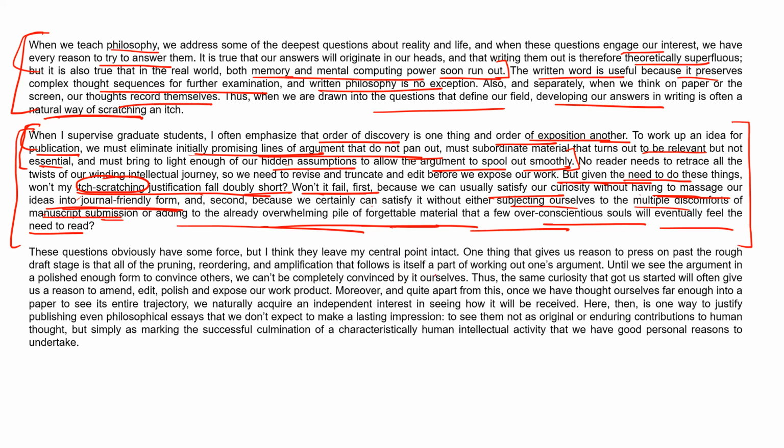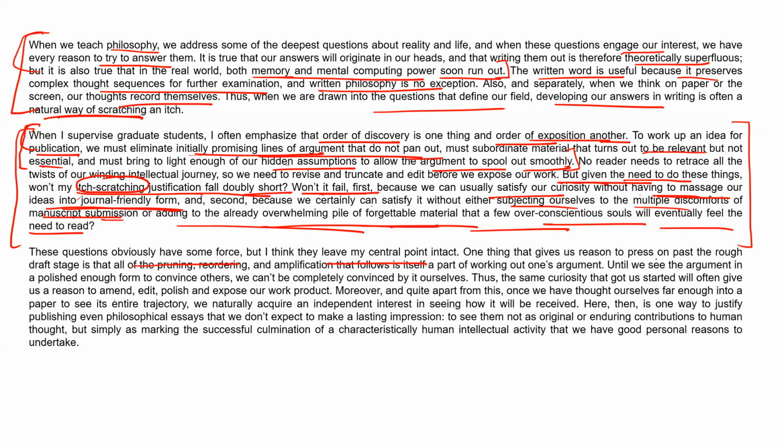But in doing so, will we not be defeating our purpose of scratching the itch, for two reasons. One is कि आपकी क्यूरियोसिटी वैसे ही सेटिस्फाई हो जाएगी जो आपके थॉट्स लिख रहे हो, तो फिर उसको क्या जरूरत है प्रेजेंट करने की, अ पब्लिकेशन फ्रेंडली फॉर्म, जर्नल फ्रेंडली फॉर्म. और सेकंड की वो ऐसे ही जब सेटिस्फाई हो रही है तो why do we need to get into the pain of manuscript submission and add to the overwhelming pile of material which is already there. तो ऐसा क्यों करें? These questions obviously have some force, but I think they leave my central point intact.